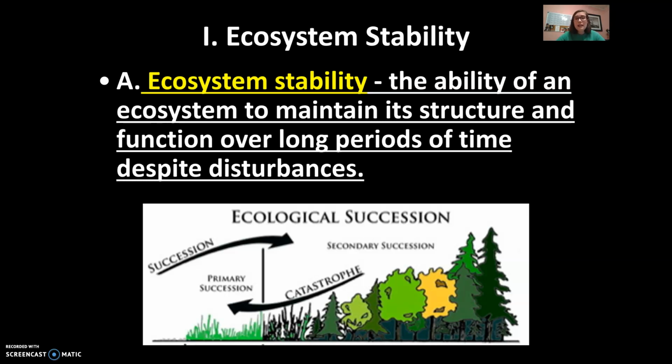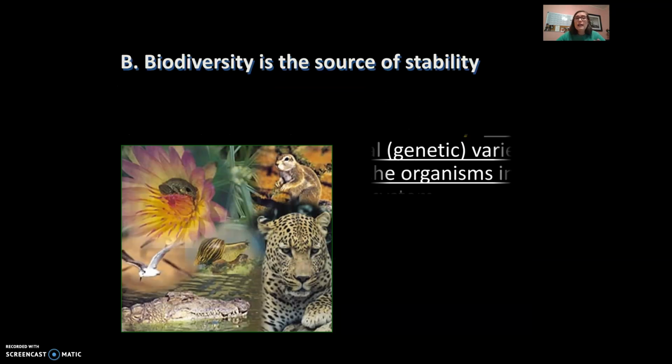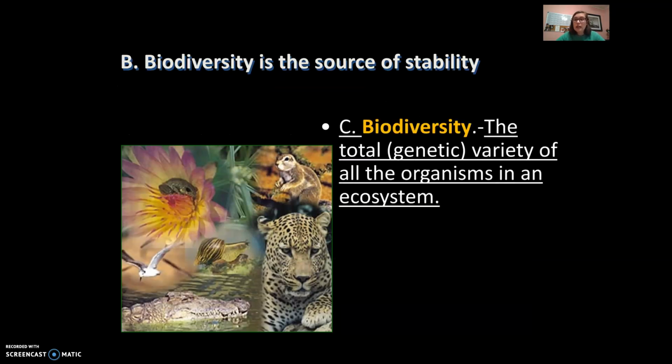Now, the key to ecosystem stability is biodiversity. Biodiversity is something we have talked about in my class before, but to refresh your memories, it's the total genetic variation of all the organisms in an ecosystem. You want to look at an ecosystem and see how many different organisms there are and how many different genes are in that ecosystem. The higher your biodiversity, the more likely it is that your ecosystem is going to survive and remain stable for a very long time.